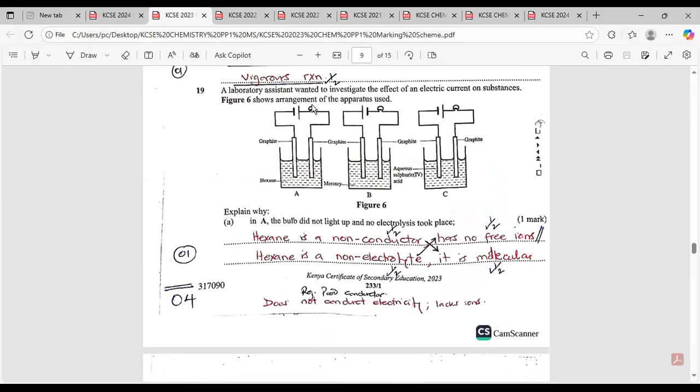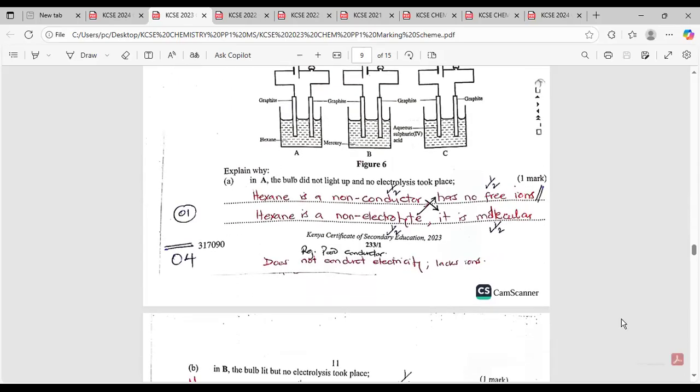A laboratory assistant wanted to investigate the effect of electric current on substances. Here he used graphite and hexane, then graphite and mercury, then graphite and aqueous sulfuric acid. Then the question is this: explain why in A the bulb does not light.